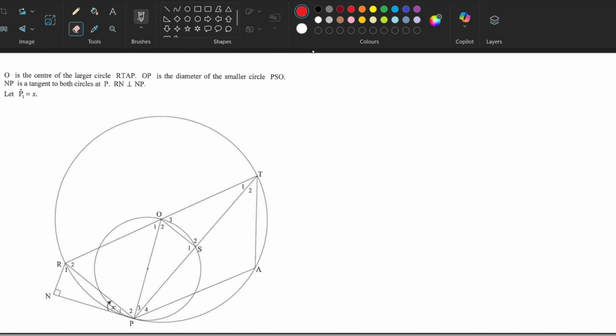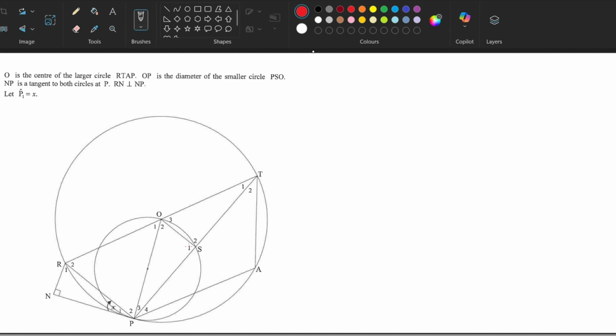They are telling us that RN is perpendicular to NP. RN is this one, NP is this one. So yes, they are perpendicular, we have a 90-degree angle. And then they are telling us to let P1 equal X, and we do have that. So everything that is in our statement is also on our diagram.